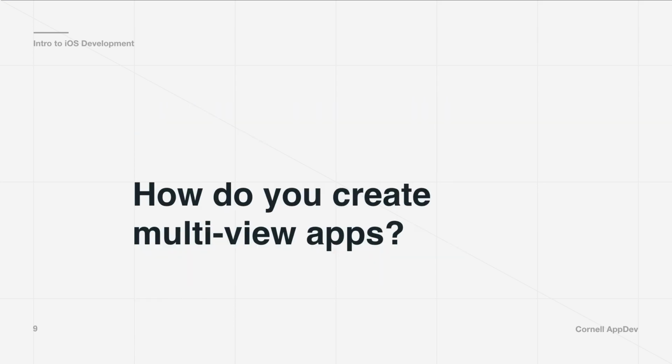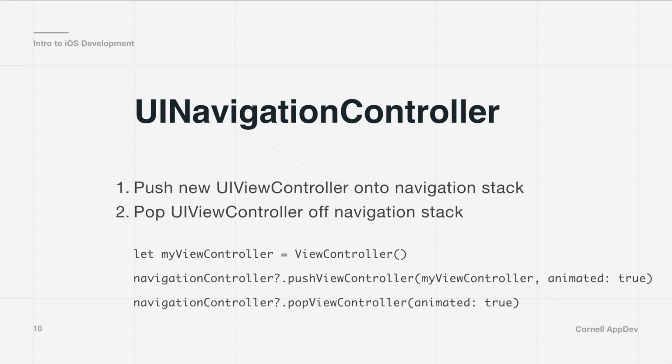Okay, so you guys know how to create apps that just have one screen. In your projects, you just use one UI view controller. But most apps actually have a bunch of different screens and view controllers going on. So how do we actually create apps that have multiple views? Okay, so we have this new thing called UI navigation controller. It's pretty much a way of maintaining a bunch of different screens in your app.